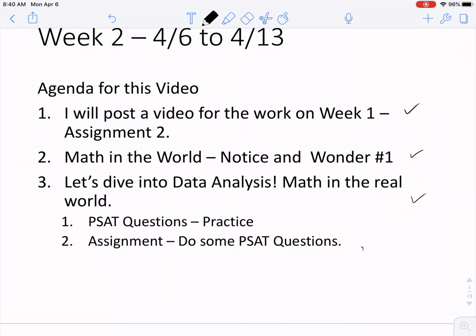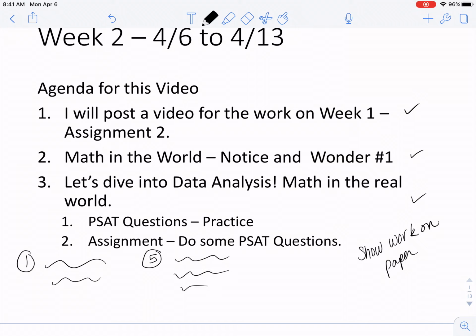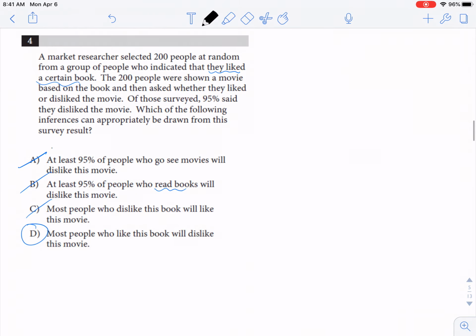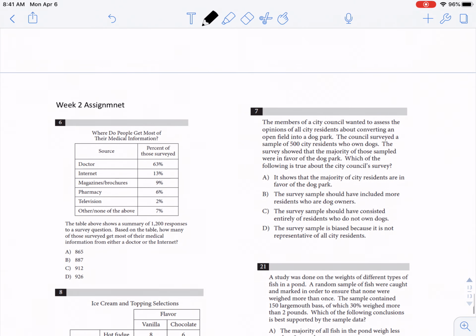Do me a favor, please make sure you show work on paper. So you don't need to print out the SAT questions and show your work on that. You can just show your work on your paper and label them. All right, number 1, and so on. Number 5, because I selected different ones, and so on. And then just write your letters that go with them. Number 12, and so on. Okay? So you can see, actually, I did put them on here. These are all calculator questions.